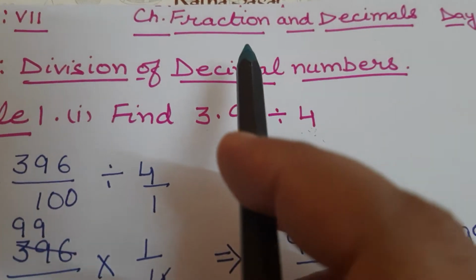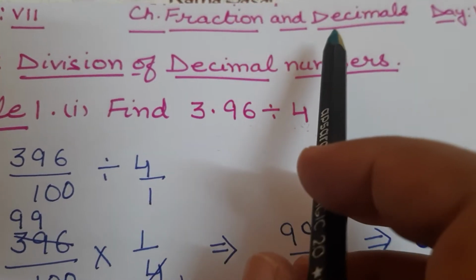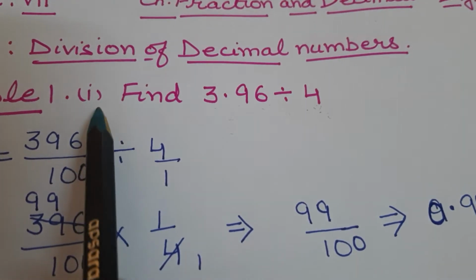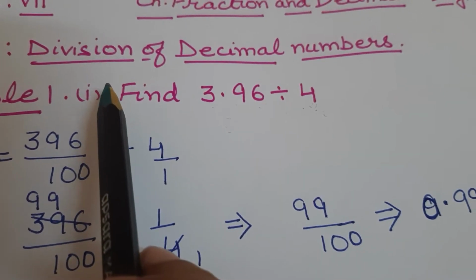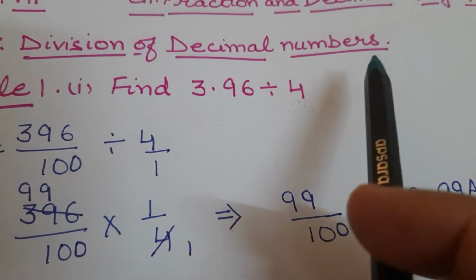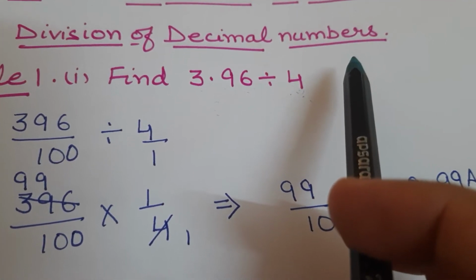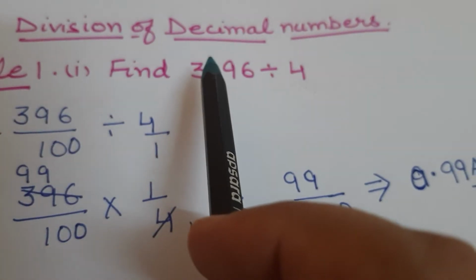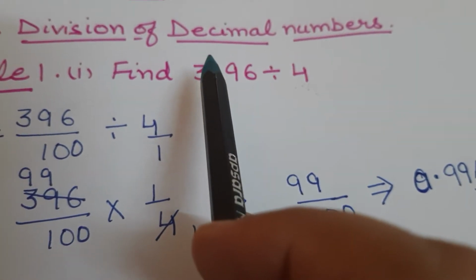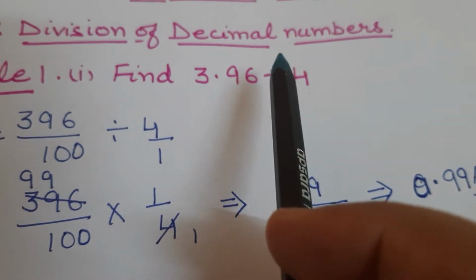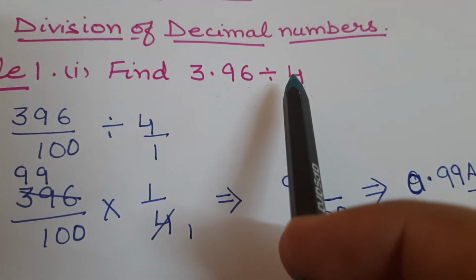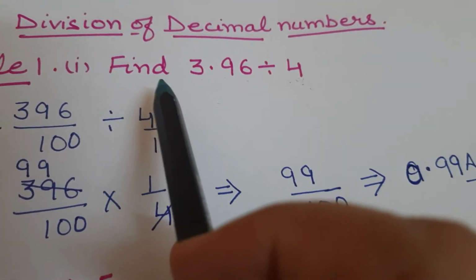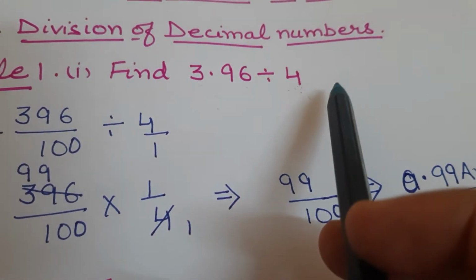So students, as you know, we are doing the fraction and decimal chapter. Today our topic is division of decimal numbers. In the last session, we divided numbers by 10, 100 and 1000. There, we just shifted the decimal according to the zeros.